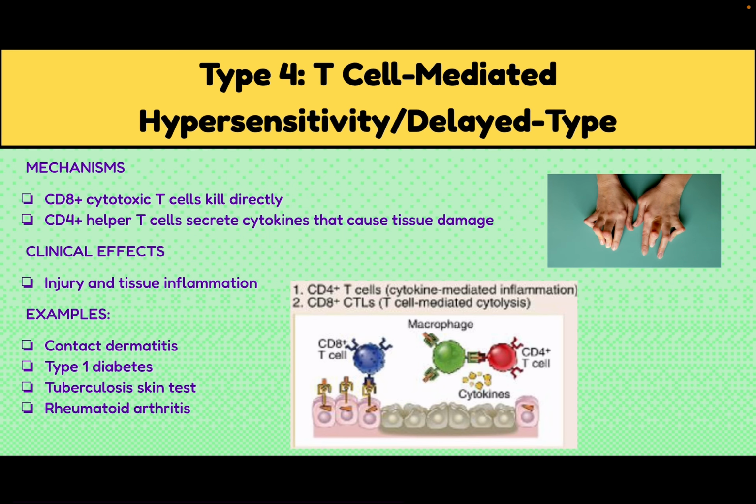Clinical effects include causing injury and tissue inflammation due to the activated macrophages and T cells. Examples are contact dermatitis, type 1 diabetes, the tuberculosis skin test, and rheumatoid arthritis. And that's a picture of rheumatoid arthritis.